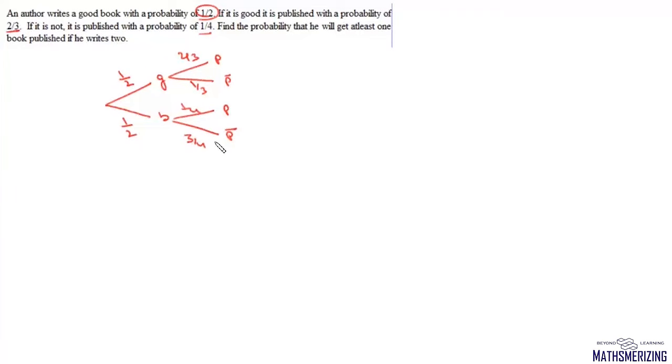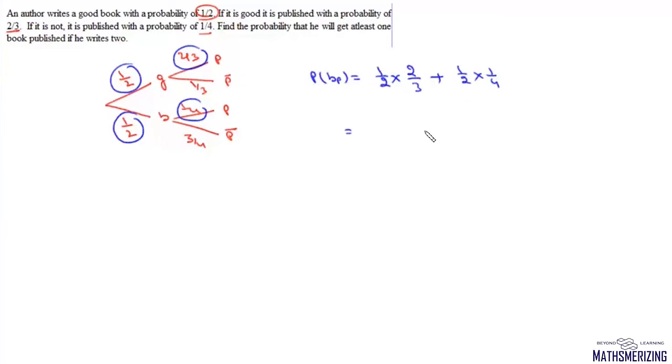So from these conditions, we can work out the probability that the book will be published. So the probability that this book will be published is given by, now this first case, when it is good and it is published, so it will be 1 by 2 into 2 by 3, plus the second case, when it is bad and even then it gets published. So it will be 1 by 2 into 1 by 4. Now this probability will be, over 24, 8 plus 3. So probability of getting the book published is 11 by 24.